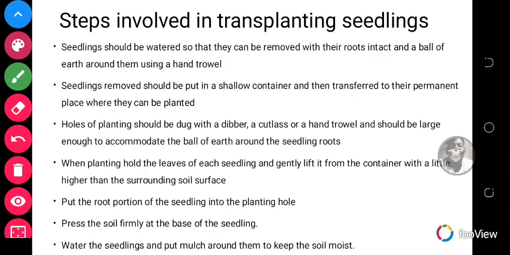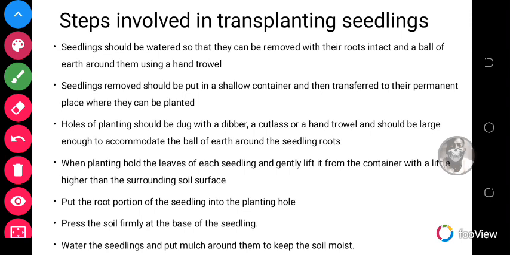Now let's look at the steps involved in transplanting seedlings. Basically, transplanting means that you are removing a seedling from the nursery bed to the main field for planting. Seedlings should be watered so that they can be removed with their roots intact and a ball of earth around them using a hand trowel. That's why you need to water or keep the soil moist before transplanting, so that you can easily remove the plant together with part of the soil, a ball around the roots.